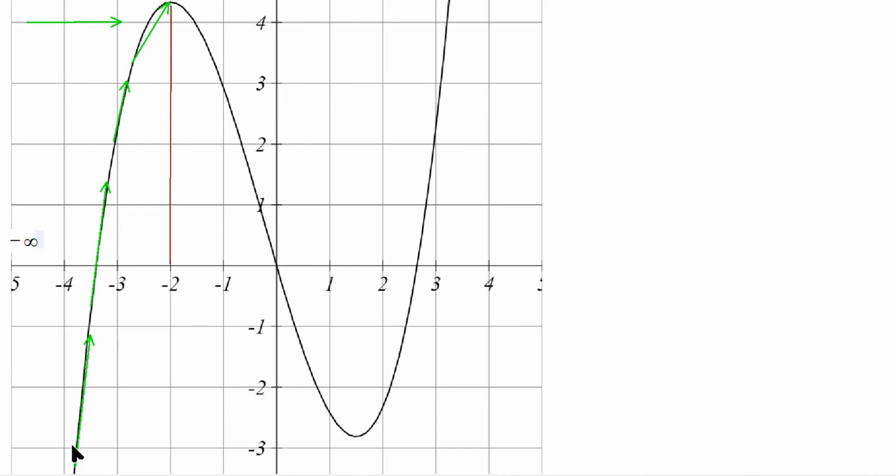That's where the y-coordinates get bigger and bigger and bigger. Write that down as the first answer. So intervals of increase: I would say negative infinity, comma, -2. That's one of them. That's not the only one though.